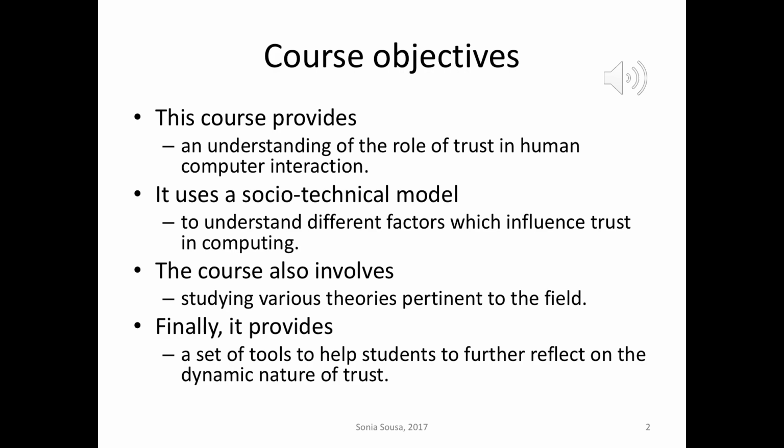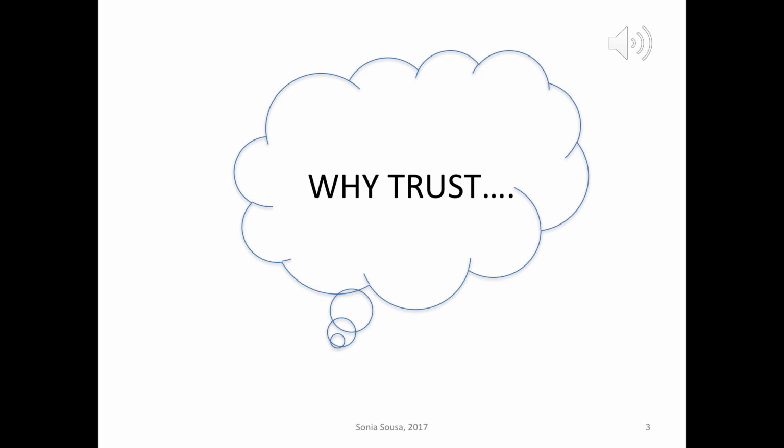This course provides you an understanding of the role of trust in human-computer interaction. It uses a socio-technical model to help you better understand the different factors which influence trust in computing. It involves as well the need for studying different theories that are pertinent to the field, and it provides you a set of tools that help you further reflect on how to design better interaction design artifacts that foster the dynamic nature of trust. You may ask, why trust?